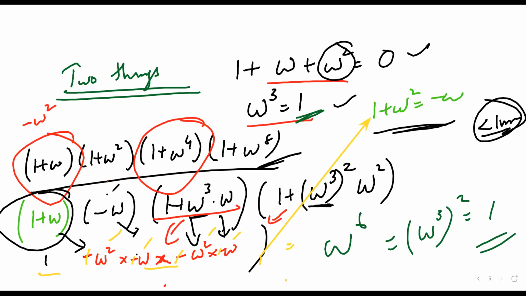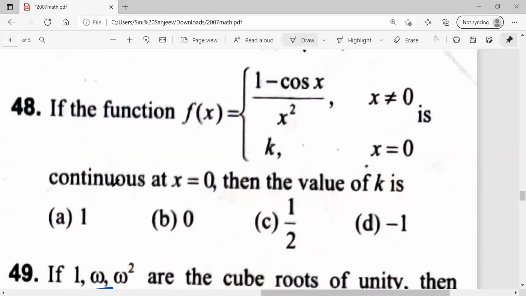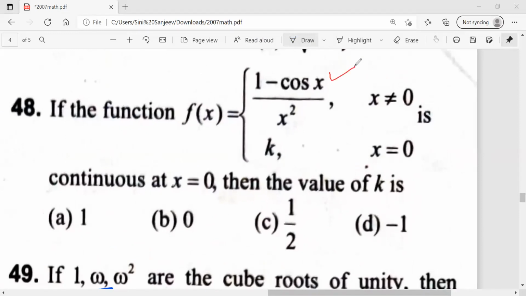Then I think someone was telling me about the limits thing. Let's do one limits problem. If the function f of x is equal to (1 minus cos x) by x square, and the other one is k, then the value of k is what? How do we do this one? I think this is the same as in your textbook question. Correct. And this is a 2007 paper which I'm doing. This is kind of the same as our textbook question itself.